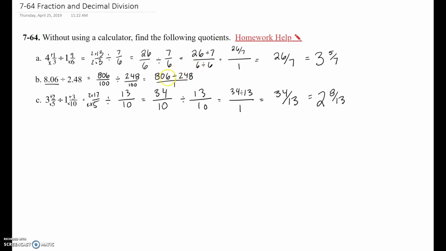What is 806 divided by 248? That is going to get us our answer. I'm going to write it over here. What is 806 divided by 248? And we're going to come back to that right now, because the other way to divide it is just with long division. So let's take 8.6 and divide it by 2.48.